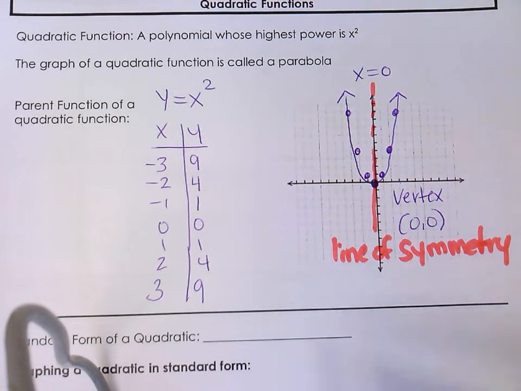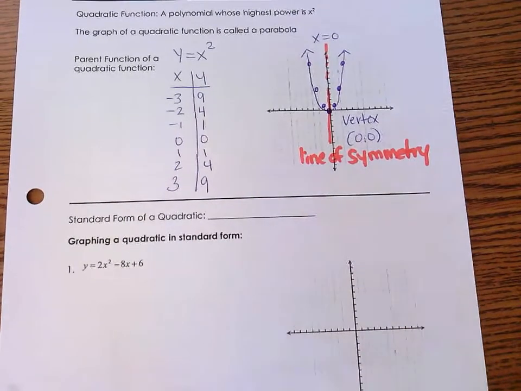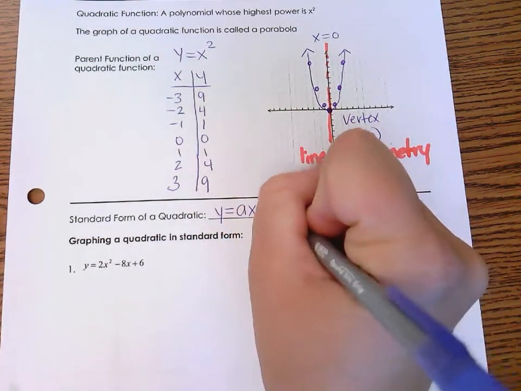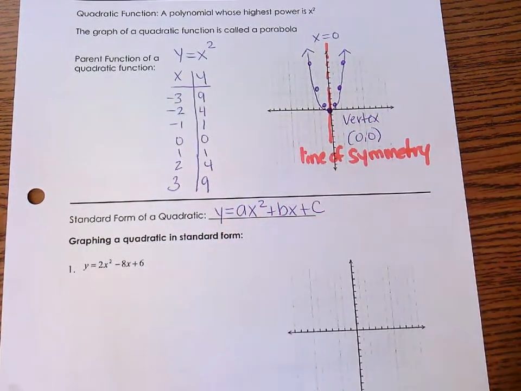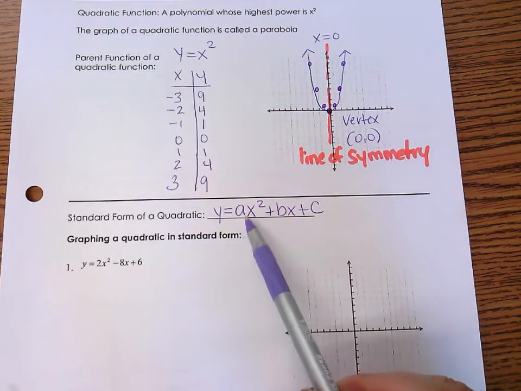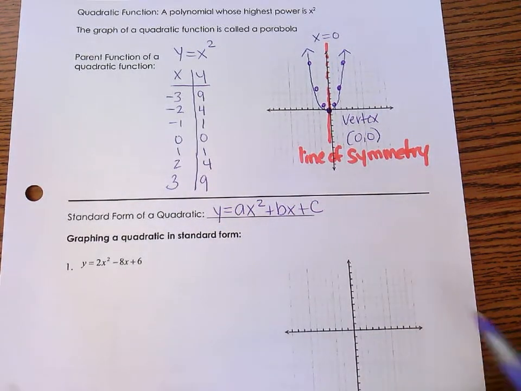So you need to know these points, 1, 1, 2, 4, 3, 9. You need to know them really well. So the standard form of the quadratic, I'll try to zoom out, Taylor, so you can still see it. Standard form is y equals ax squared plus bx plus c. I think of it as the ABCs of a quadratic function. Each of these coefficients changes something about the graph, whether it's the concavity, the steepness, or the y-intercept.